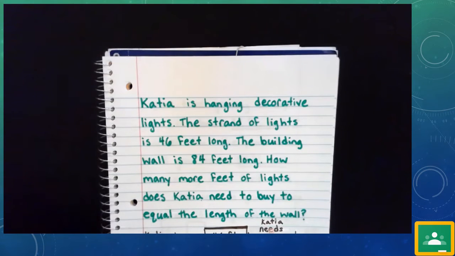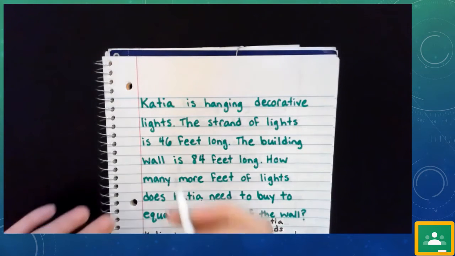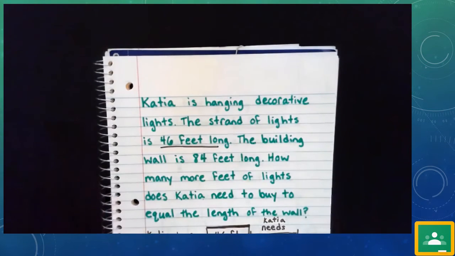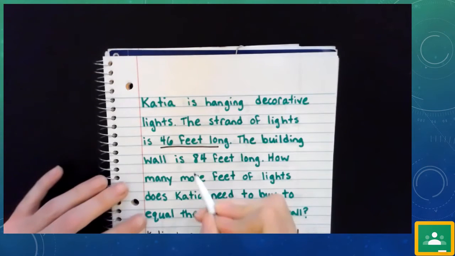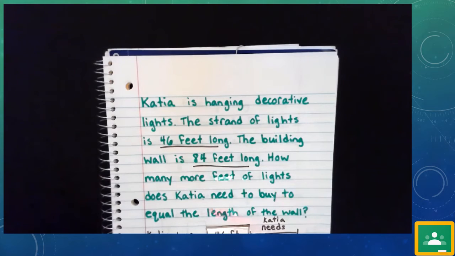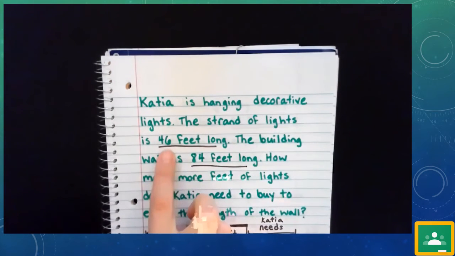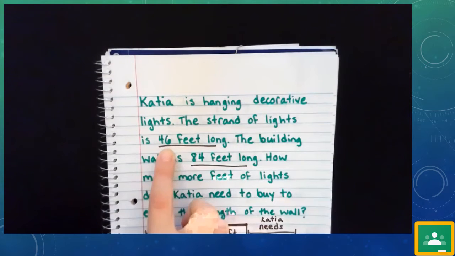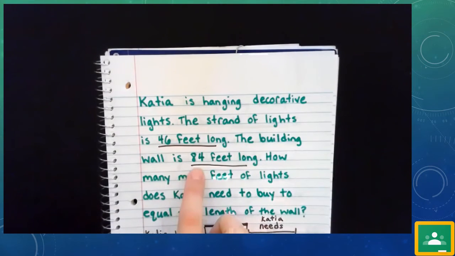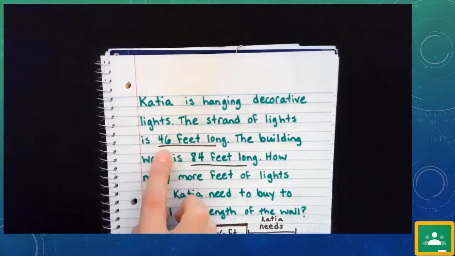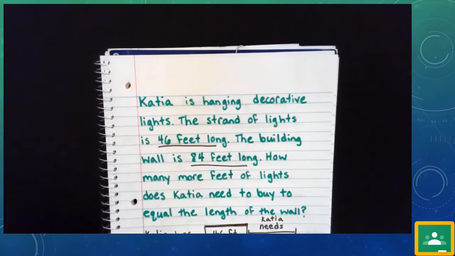And so far, she has 46 feet of lights. But the wall that she's trying to decorate is 84 feet long. So with our eyes, we can clearly see that 84 is not equal to 46. Katya wants to have 84 feet of lights, but right now she only has 46 feet. So she needs to buy more lights.